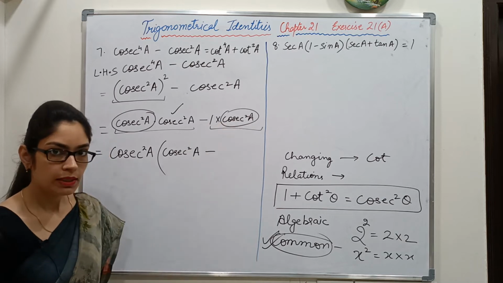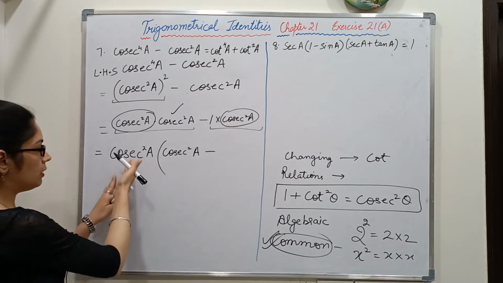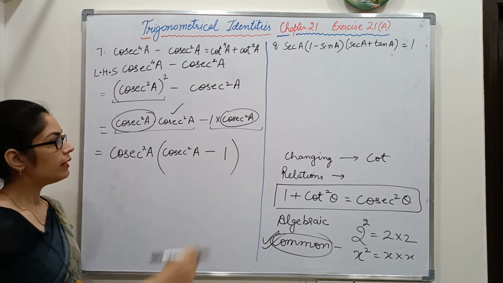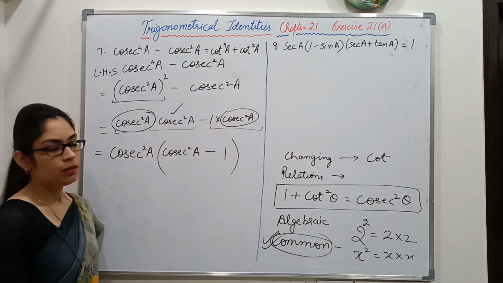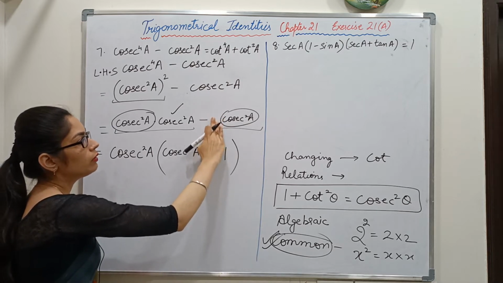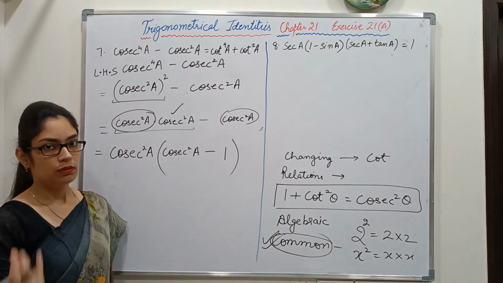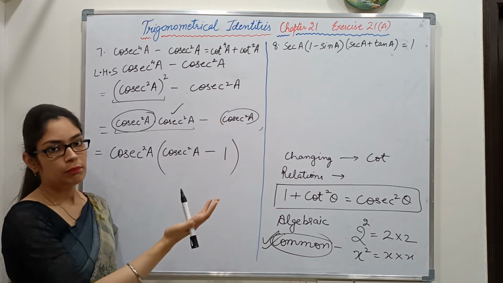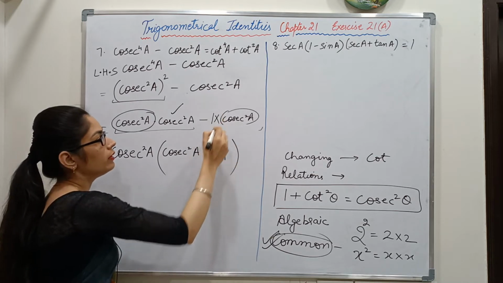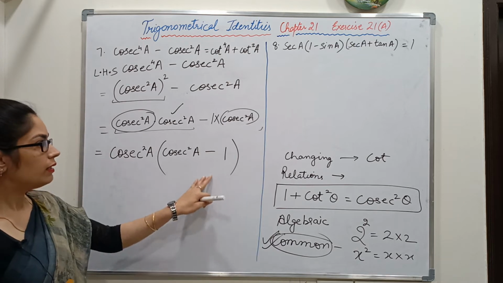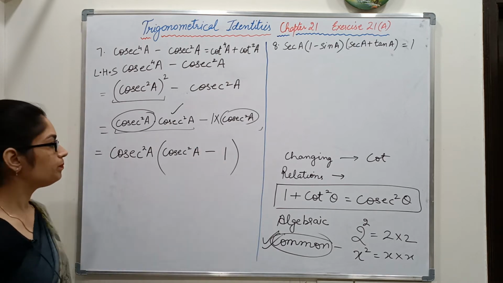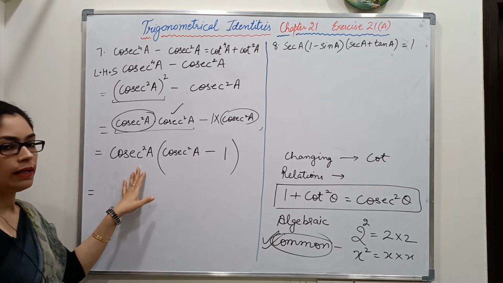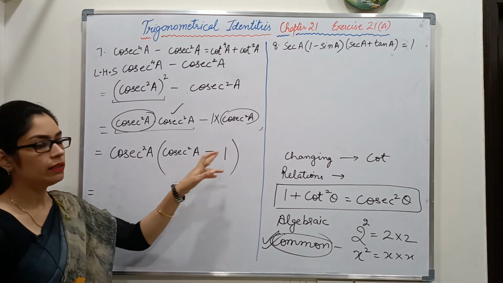Here cosecant square A we have taken out, so we are only left with 1. That was by logic actually. If I had written only cosecant square A, you might get confused about what to write here, because nothing would have been there. That is why I wrote it as 1 into, so that if nothing is there, that means 1 is there. So now we have cosecant square A into cosecant square A minus 1.